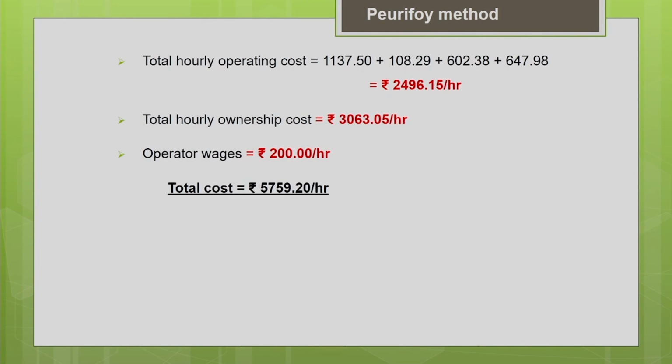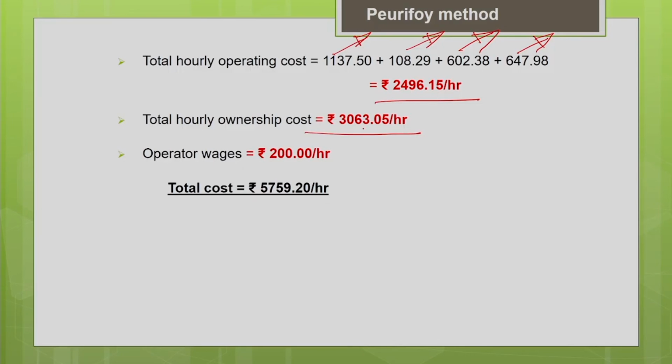Now for the total hourly operating cost, you have to add the fuel consumption cost, your FOG cost, your tire cost and your repair and maintenance cost. Okay, this is your repair and maintenance cost of the equipment. So this gives me the total hourly operating cost as rupees 2496.15 per hour.